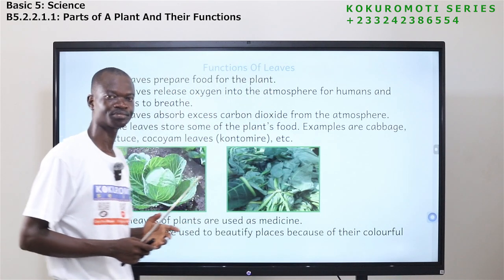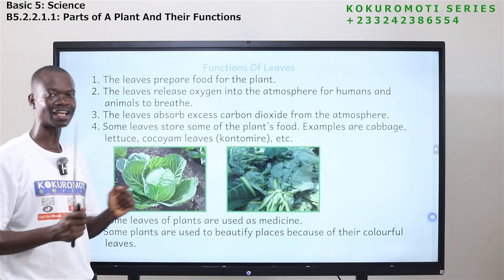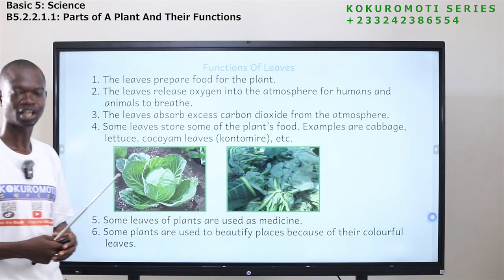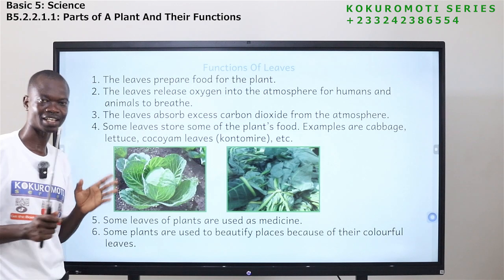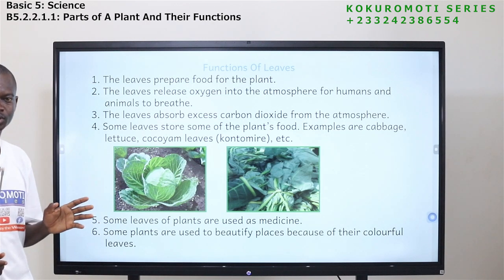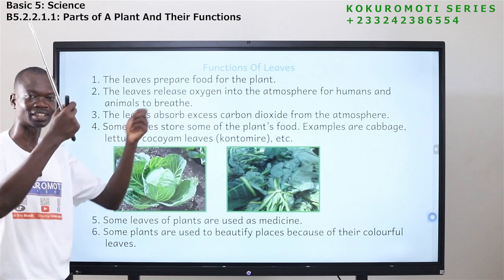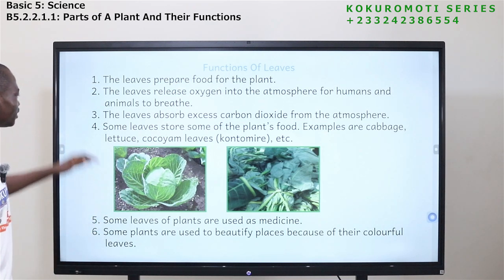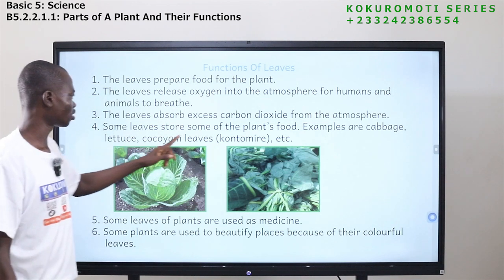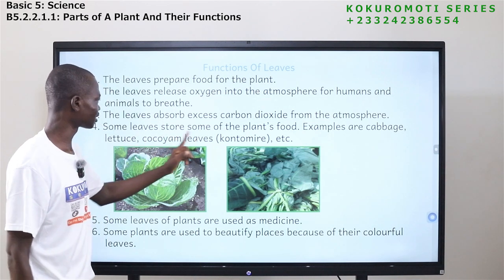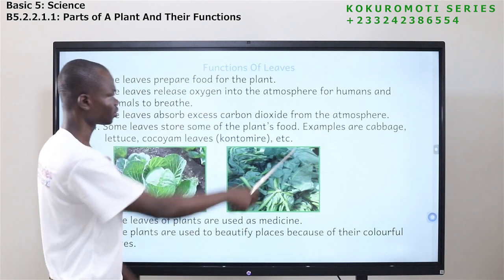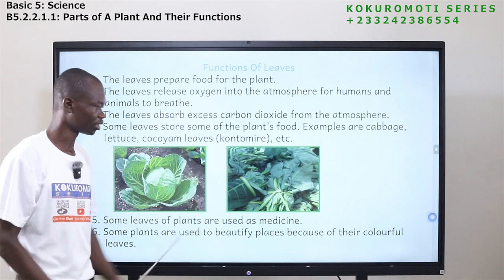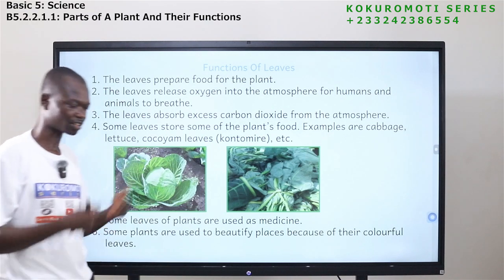The next one, the leaves absorb excess carbon dioxide from the atmosphere. If there is too much carbon dioxide in the atmosphere, the leaves of plants will absorb it, because they take in carbon dioxide. Too much carbon dioxide in the air is harmful. So if you have plants there, the plants will absorb the excess carbon dioxide in the air. The next one is that some leaves store some of the plant's food. Examples are cabbage, lettuce, and cocoyam leaves. So some leaves too are used as food.